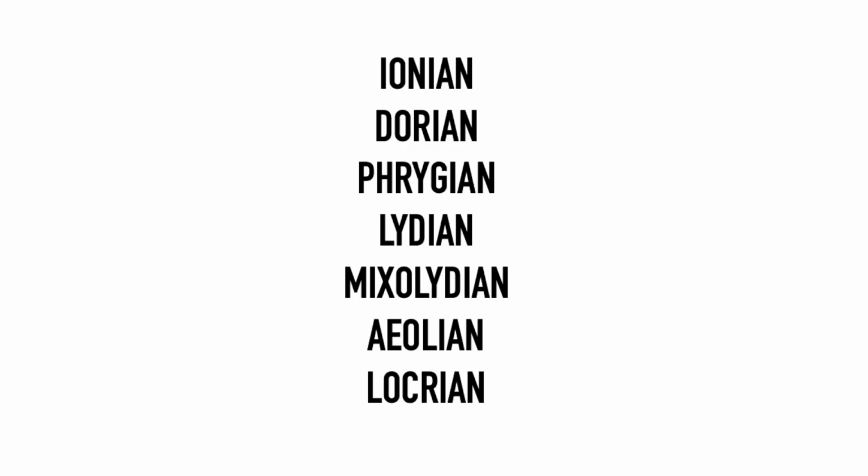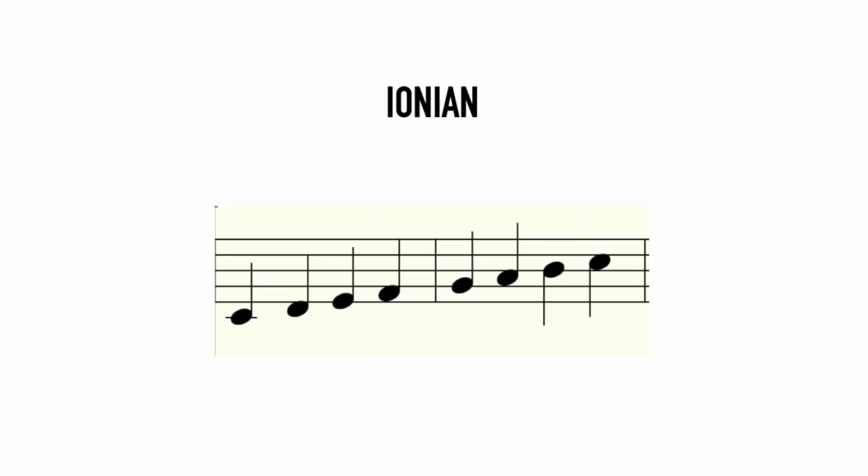Alright, it is time to get into modes. So when we're talking about the major modes, there are 7 of them: Ionian, Dorian, Phrygian, Lydian, Mixolydian, Aeolian, and Locrian, each with their own separate character, and we're going to go through what they sound like and how they're constructed. Now for these examples, I'll be using C.